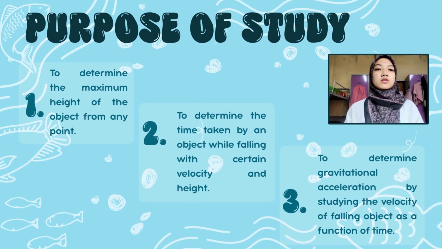The objectives of the study are: first, to determine the maximum height of the object from any point. Second, to determine the time taken by an object while falling with a certain velocity and height. Third, to determine the gravitational acceleration by studying the velocity of a falling object as a function of time.